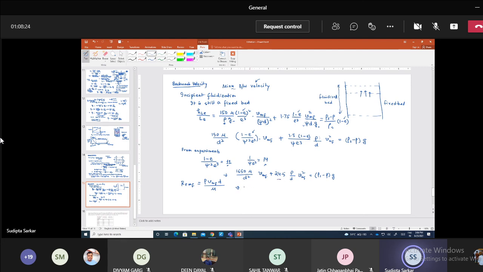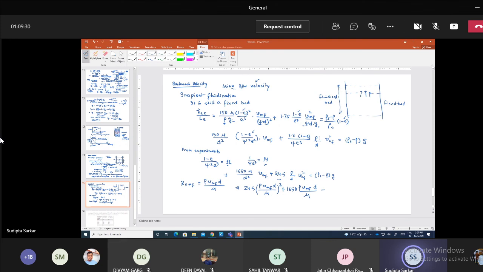you get this 24.5 right here, and you can see here rho D VMF, you use this VMF, so you can rearrange this equation and find out. So let me rearrange this equation. Let me write rho VMF by D divided by mu square, okay, plus 1650, okay, rho VMF into D by mu, okay.